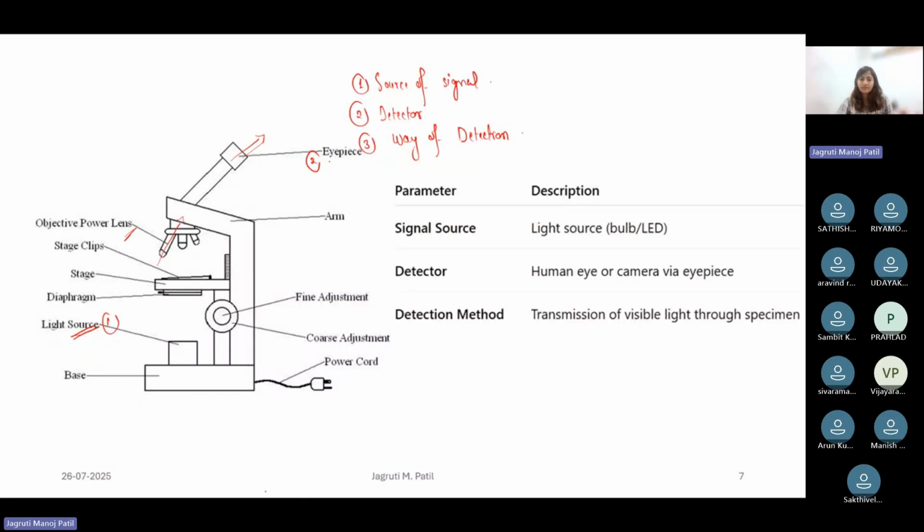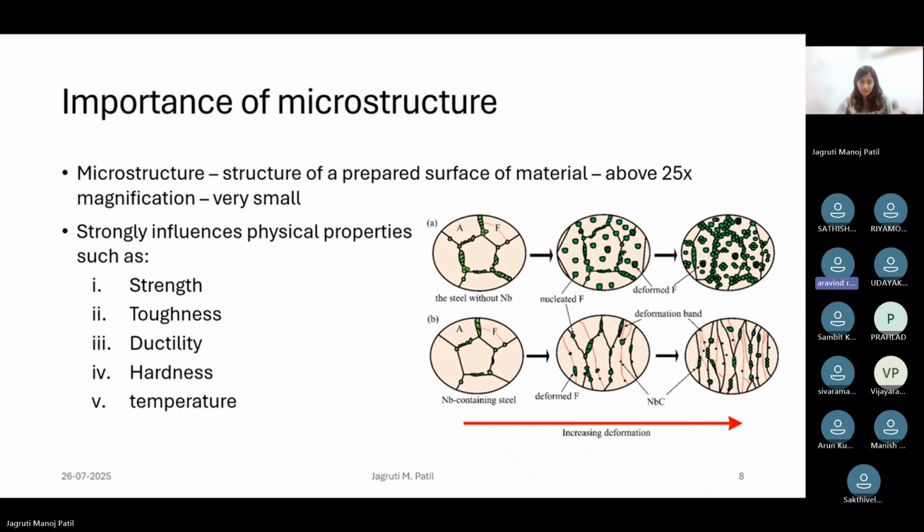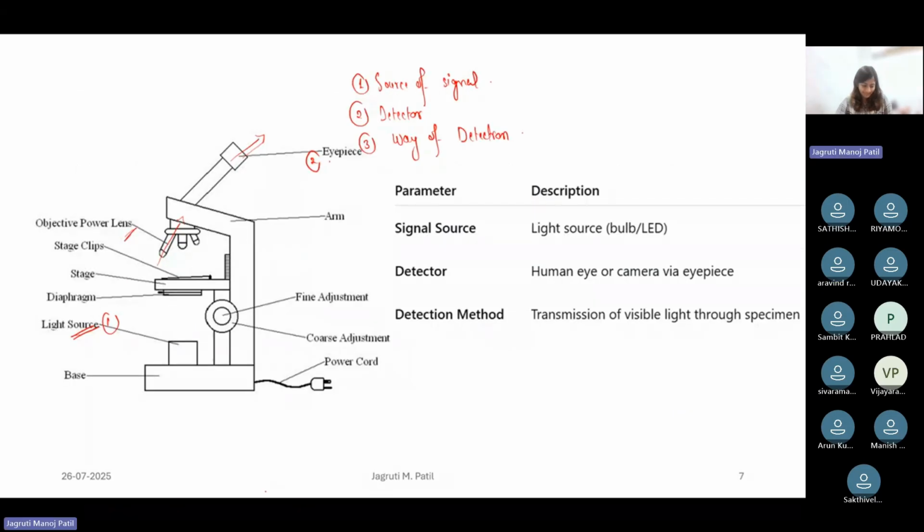Ma'am, why do you call it the objective power lens? You have different powers or magnifications given to it. You may image at lower magnifications or at higher. So power in the microscope sense means magnification. Yes, exactly.